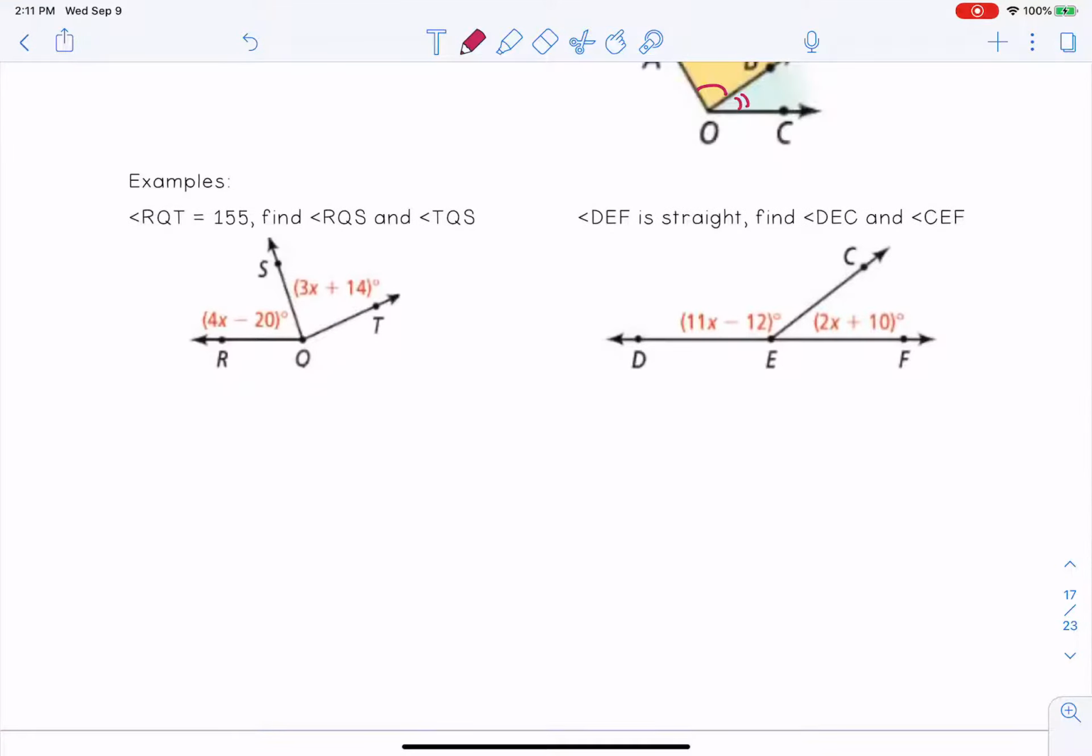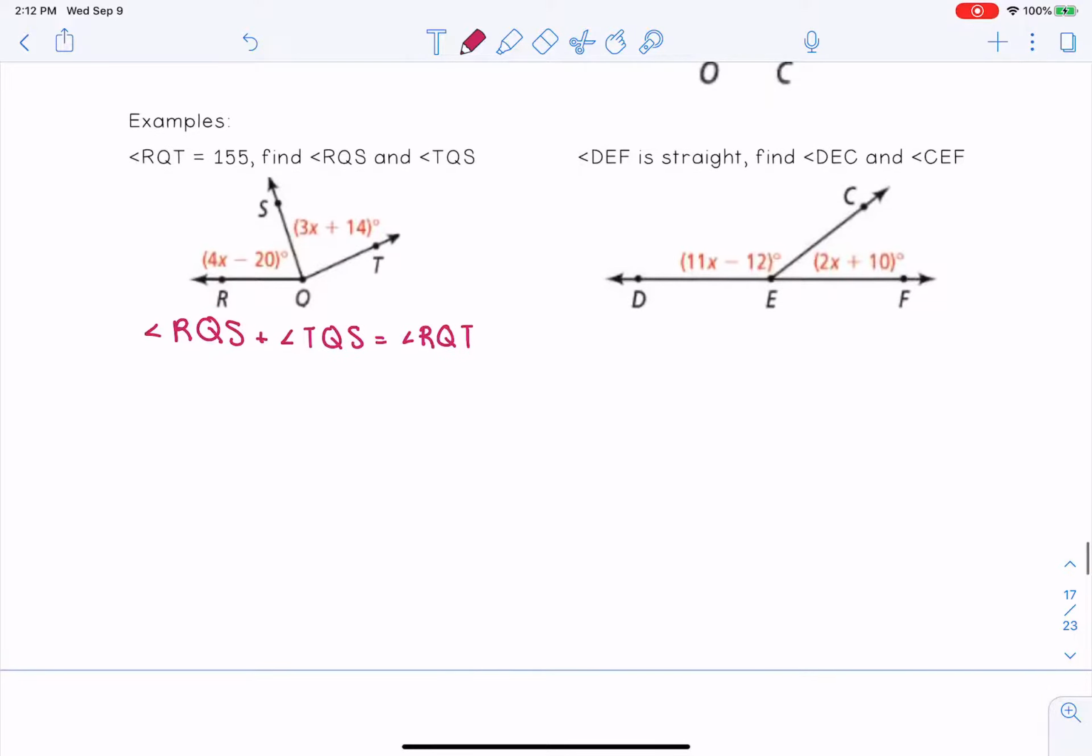So in this first example, angle RQT is 155, find angle RQS and TQS. So write an equation so that you know what you're talking about. So angle RQS plus angle TQS adds up to give us angle RQT. Now plug in what you know. Angle RQS is 4x minus 20 plus TQS, 3x plus 14, equals 155. Combine like terms now and solve for x. When you do that, you get x equals 23.